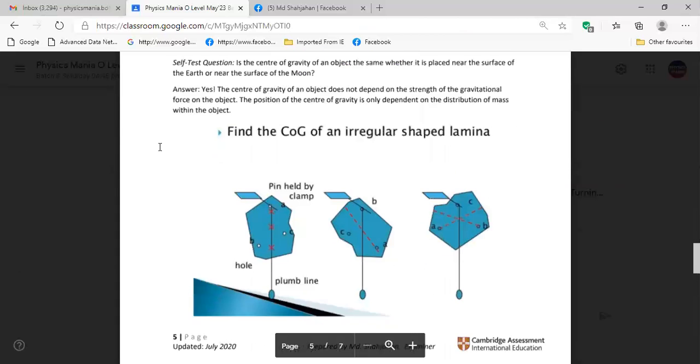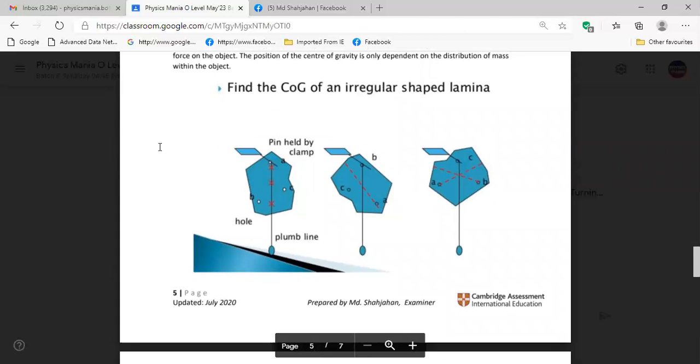But for an irregular shaped object, here we have one shape that is made from hard paper, and you can get the center of mass by doing one experiment. Do you know about this experiment? Sir, I read about this somewhere. Do you have any idea about this experiment? How to find the center of mass of an irregular shaped object?